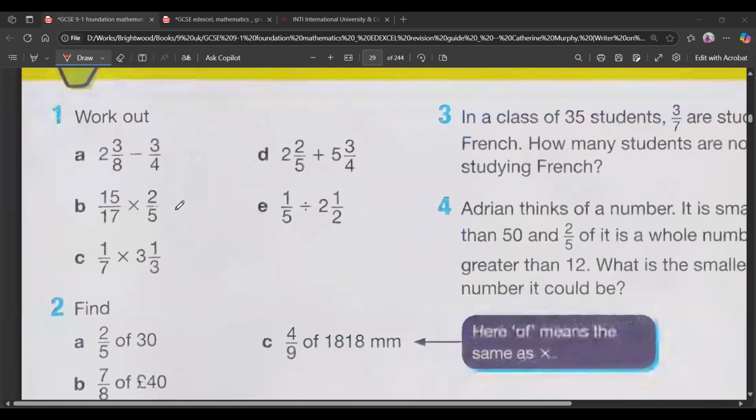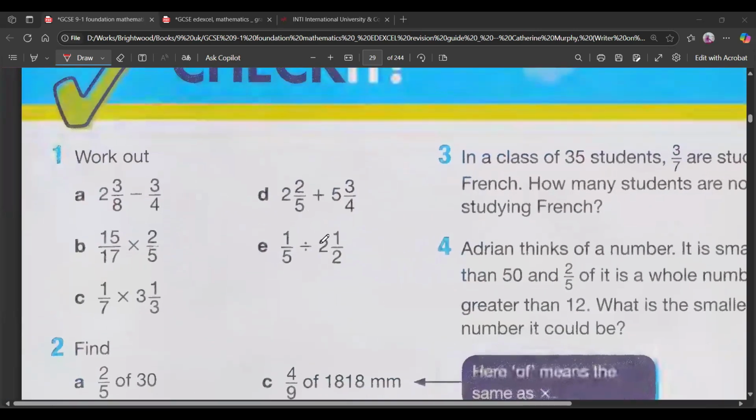First question 5, parts A, B, C. If they have mixed numbers like this, first of all you have to convert them to improper fractions. Do you remember how to convert to improper? You do 8 times 2, which is 16. Then, with the denominator, 16 plus 3 is 19.